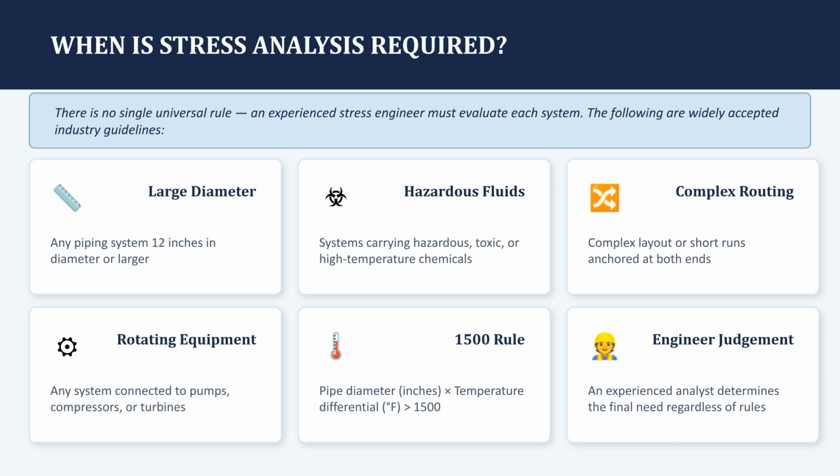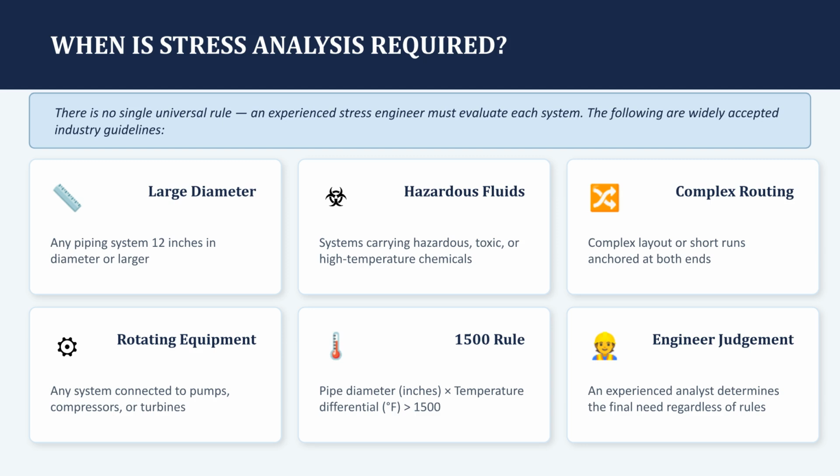1. Large diameter. Any piping system that is 12 inches in diameter or larger is generally flagged for stress analysis. Why? Because larger pipes carry more weight, more pressure, and generate larger forces at supports and equipment when they move. 2. Hazardous fluids. If a system carries hazardous, toxic, or high-temperature chemicals, the consequences of a failure are much more severe. A leak isn't just an inconvenience, it could be a safety or environmental incident. So these systems get extra scrutiny regardless of size.